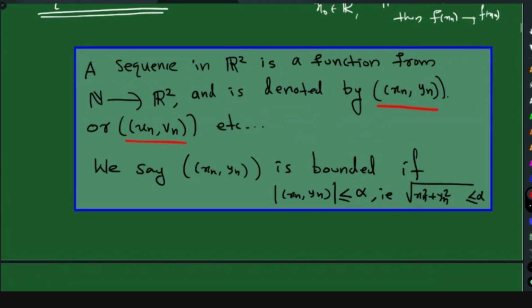In the same sense, we say it is bounded if the norm of (xn, yn) is less than some fixed constant alpha. But you should be very careful. Here the modulus of (xn, yn) is nothing but the square root of xn square plus yn square, right? So you have to be very careful that the modulus of the sequence (xn, yn) less than or equal to alpha means root of xn square plus yn square is less than alpha. It's not the usual metric in R. It's the usual metric in R2, in fact. So let me come to the definition.